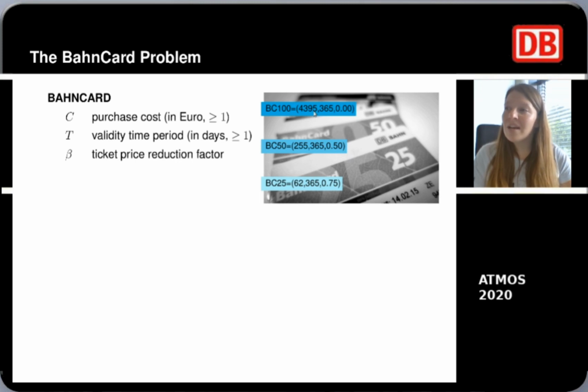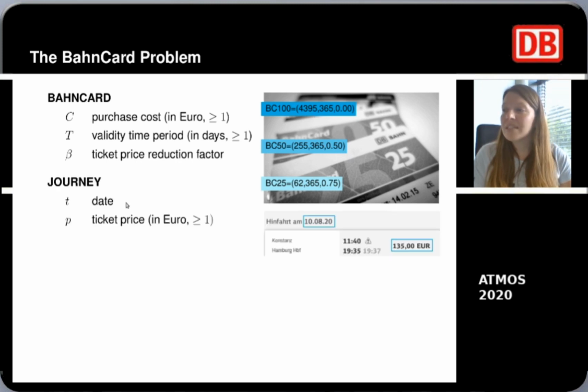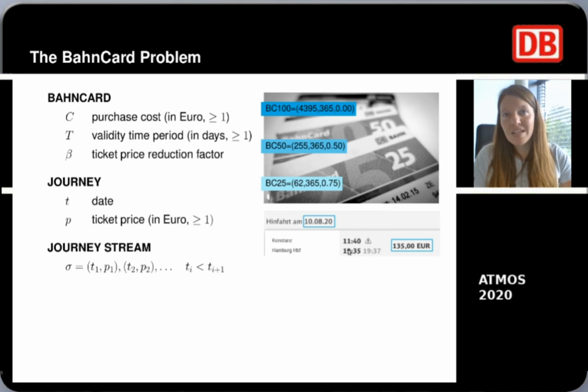So a journey is nothing else in this context than just the date on which a journey happens and the respective ticket price. So we do not care for the destination, we do not care for the particular time, just on which dates train tickets will be purchased and at what cost. And of course, we will not consider only a single journey in our problem, but a so-called journey stream, which is nothing else than a list of journeys sorted by their dates.